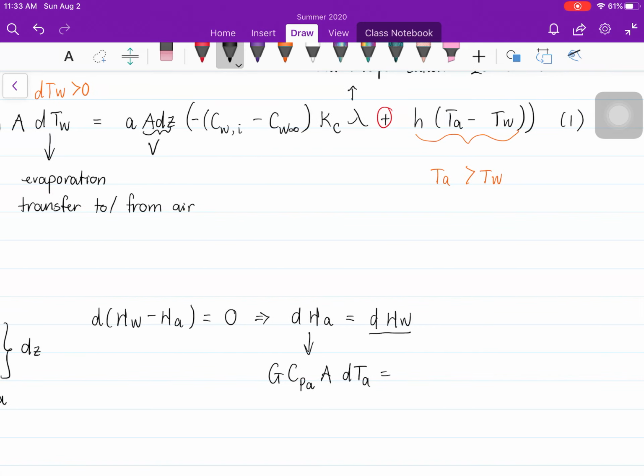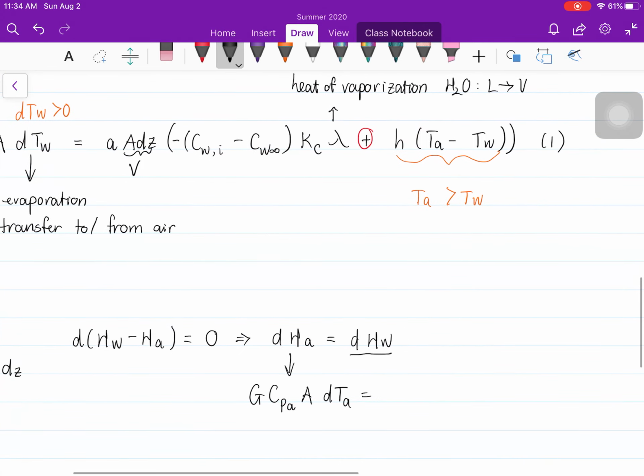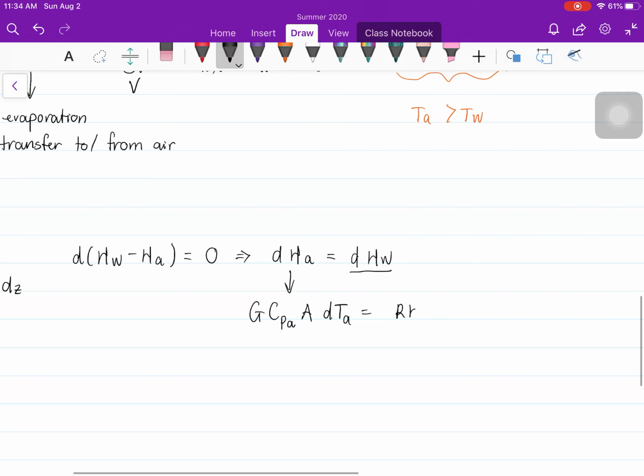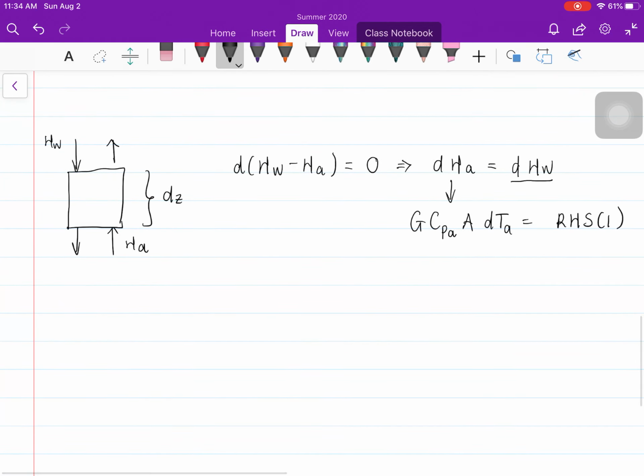So it would be equal to equation number 1 here, because this would be equal to the right hand side of equation number 1. And then we also have that the total mass flow rate would be equal to the mass flow rate of air plus the mass flow rate of water vapor. So we have GA is 5 meter per second.